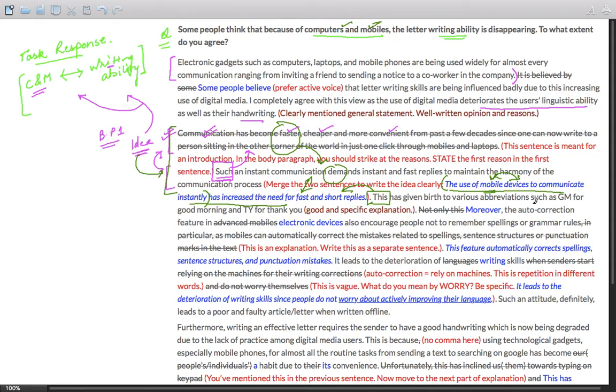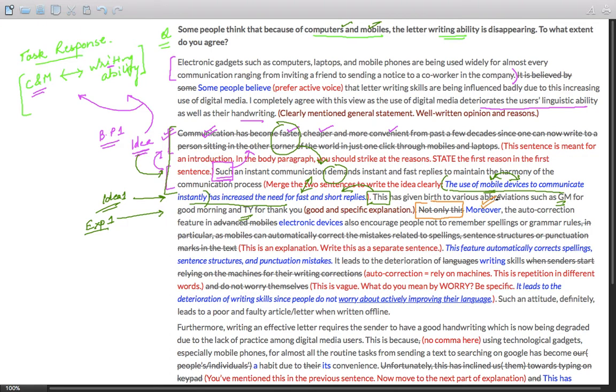And then the explanation begins. So this is idea one, that instant communication has given rise to fast and short replies. And what is the explanation? It has given rise to short and fast replies, but how is it impacting the writing? So people are switching to GM for good morning and TY for thank you. This is fine. Now next is a connecting device issue. The connecting devices are those that build cohesion. So not only this is fine, not a problem.